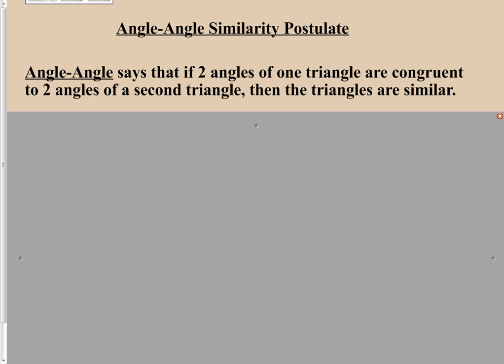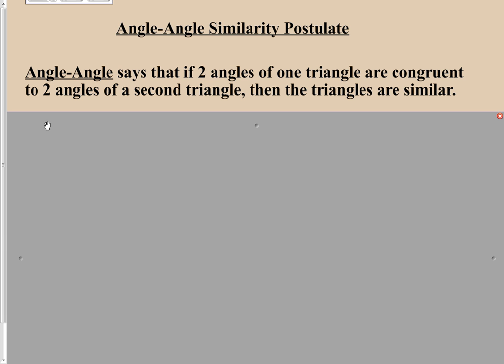All right, the first postulate that we're going to look at is called the angle-angle similarity postulate. Now, just like with the congruent triangles, you're going to find that the names of these postulates tell you exactly what it is that they're looking for and what order they're looking for it in. So obviously, angle-angle is saying that if we have two angles from one triangle congruent to two angles of a second triangle, then the triangles will be similar.